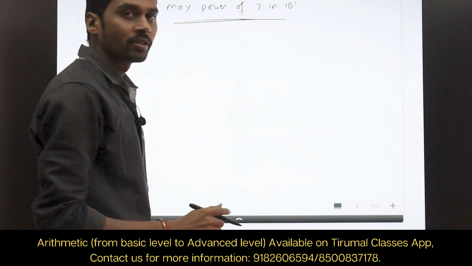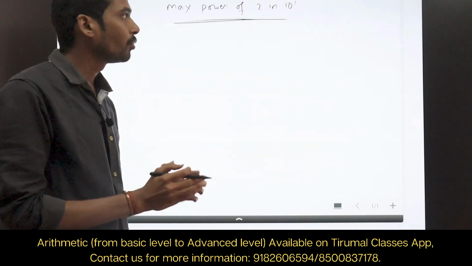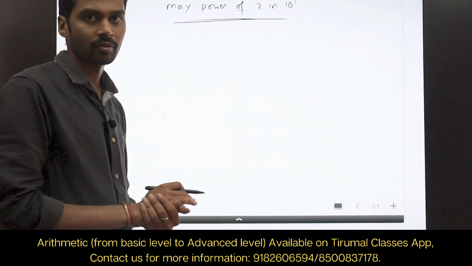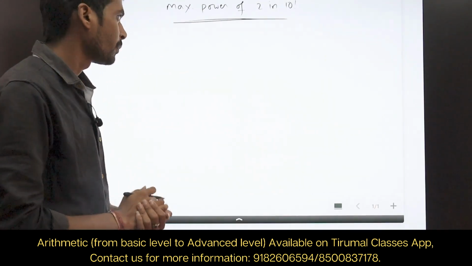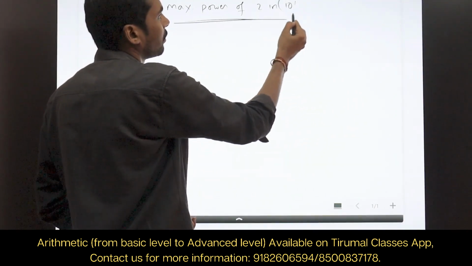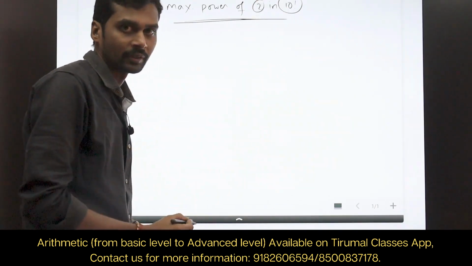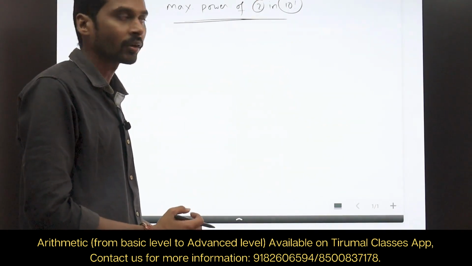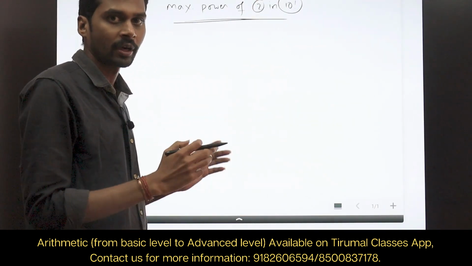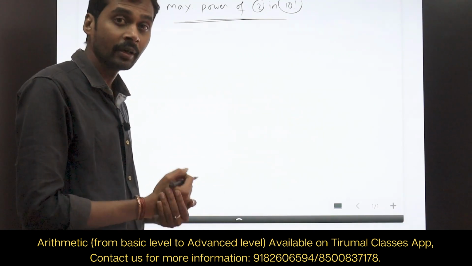Suppose I ask you what is the maximum power of 2 in 10 factorial, how do you find it out? What does it really mean? It means that in the complete product of 10 factorial, how many times are we using the number 2? That is the interpretation of the question.